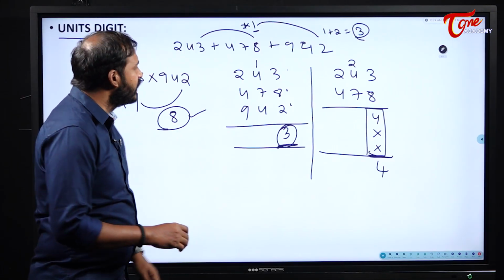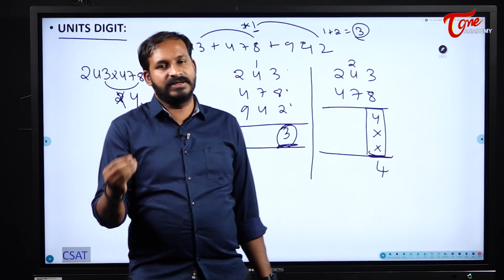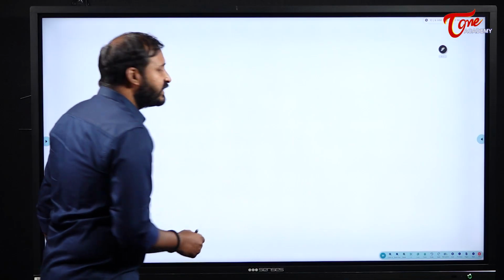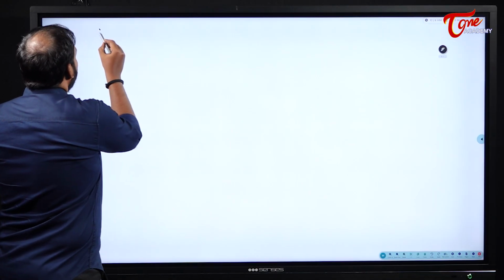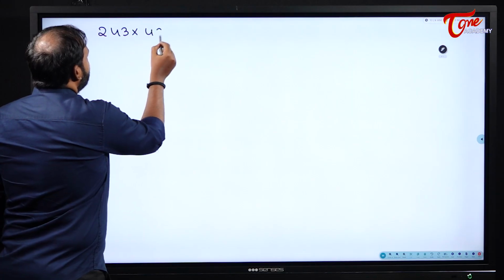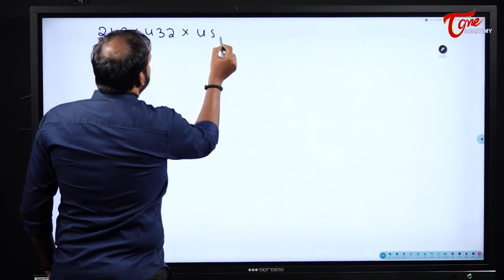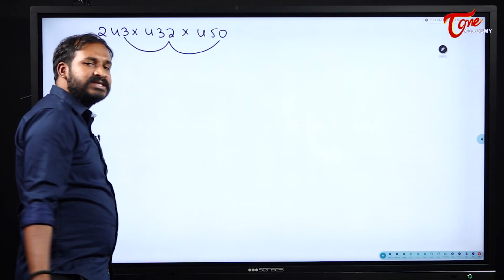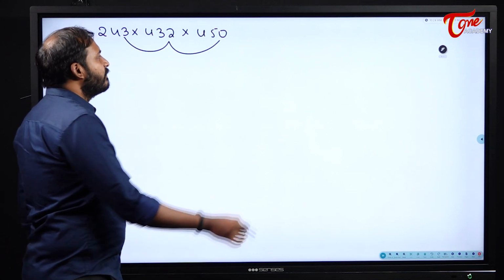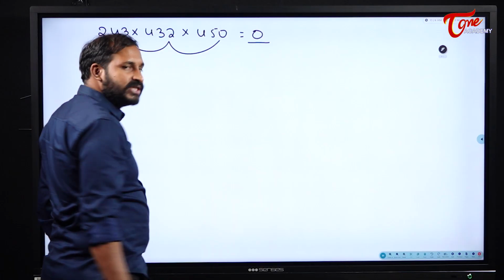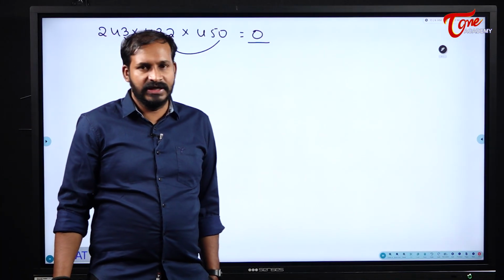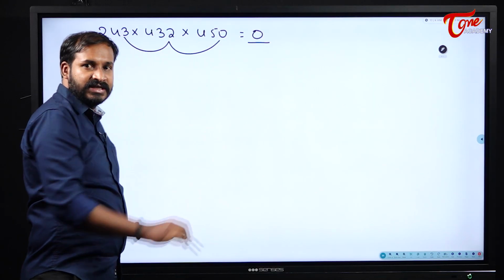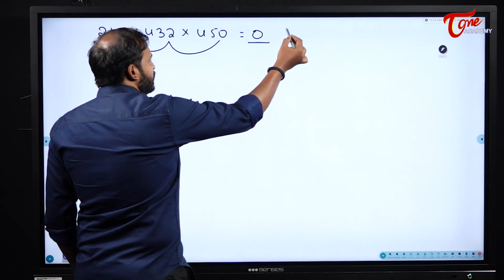We only concentrate on the digit which is present in the units place. Now, similarly, see here, students, when there is a 0 in the units place, for example, something like 243 into 432 into 450, what will be the units digit in this case? We have a 0 here, right? When you multiply 0 with any number, what is the units digit we are going to get? 0, irrespective of the length of the number. If we have one such digit in the given series, definitely at the end we will get a 0.